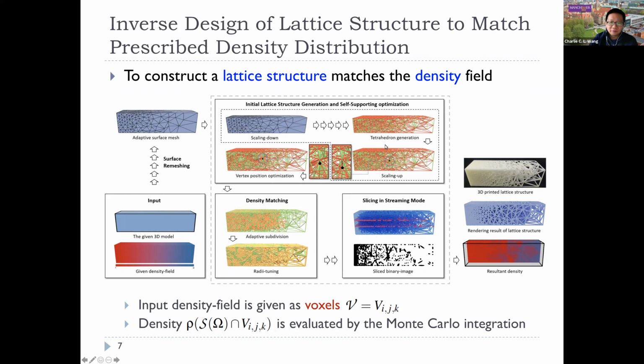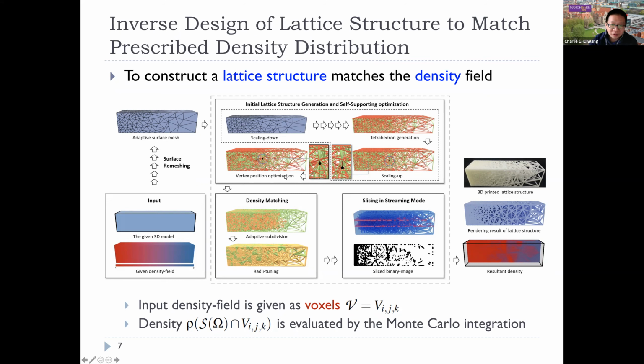Then, to overcome the supporting structure requirements, we first inversely scale those structures. It turns out we generate more self-supporting edges on the lattice structure, and then we are able to further optimize the positions of vertices. As a result, we are able to further enhance the self-supporting property of the structure.